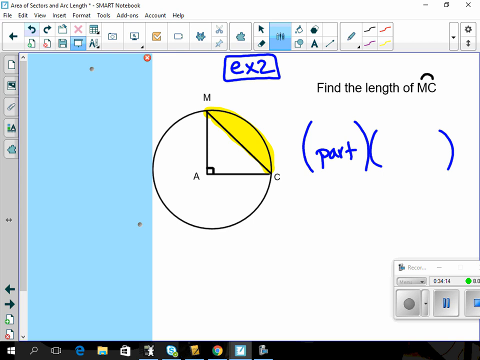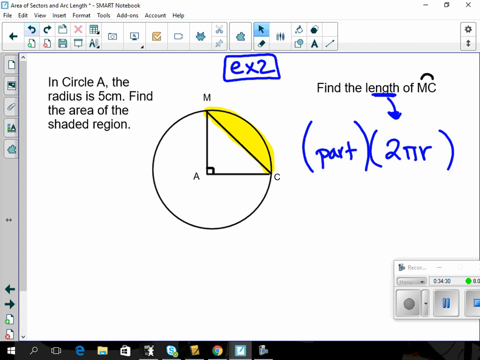Is it area or circumference? Circumference. Arc length is circumference. Do I have a radius? Let me look at my problem. It said 5 centimeters in the problem. Don't you agree? Here is my radius.